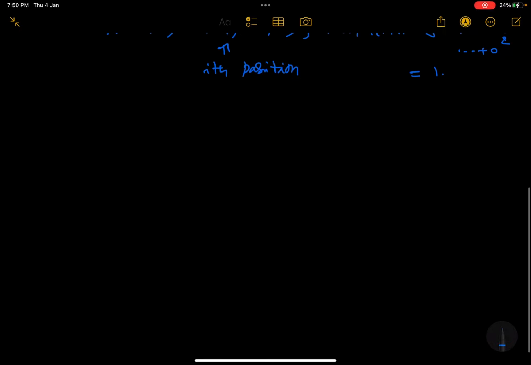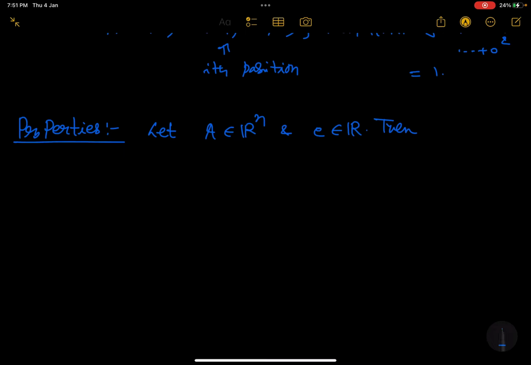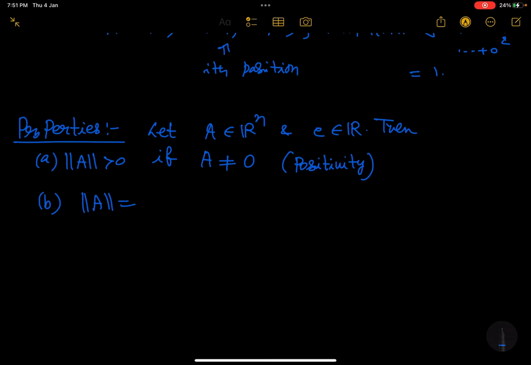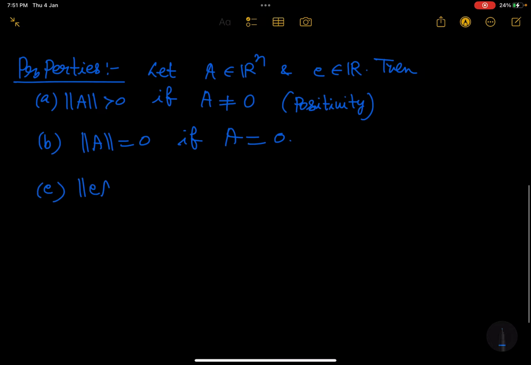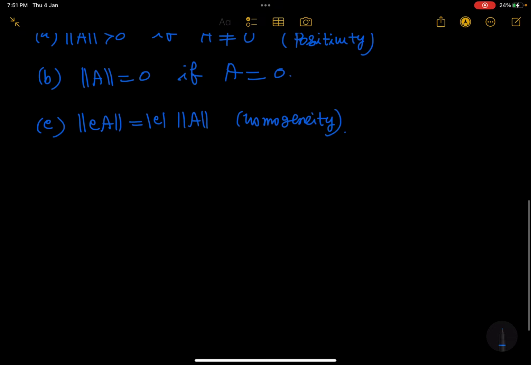So this norm also has some properties. What are the properties? Let A belong to Rn and C belong to R. Then norm of A is positive if A is not the zero vector. This is positivity. Norm of A is equal to 0 if A is the zero vector, and norm of CA is modulus of C into norm of A. This is called homogeneity.